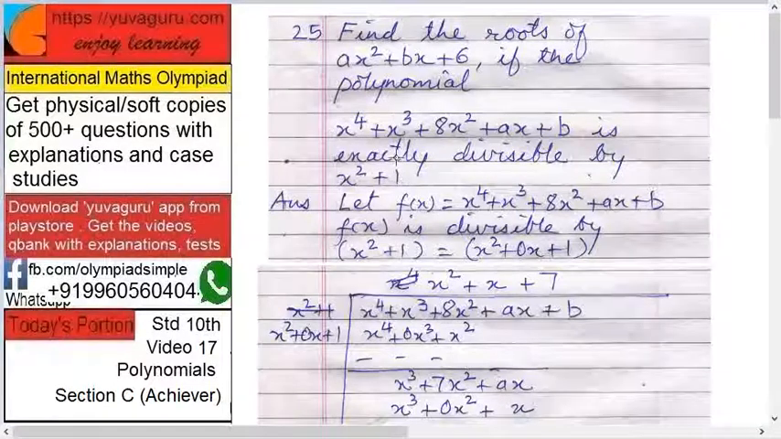It's exactly divisible. It means from this you can see that whatever remainder will be there, that should be 0. And once you get the values of a and b, then you can input those in ax square plus bx plus c. Right? So first divide this with x square plus 1.